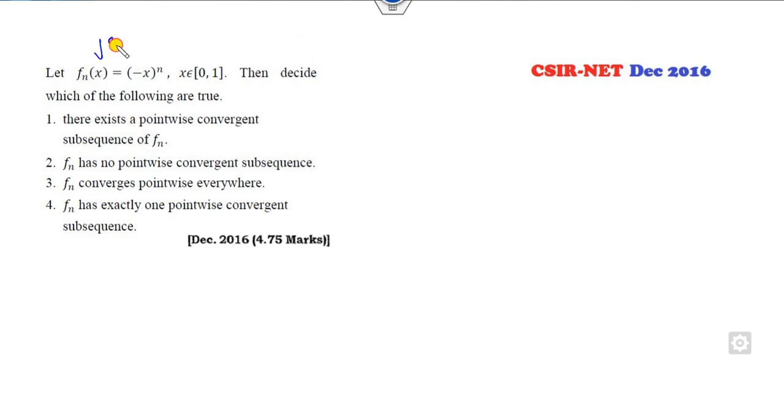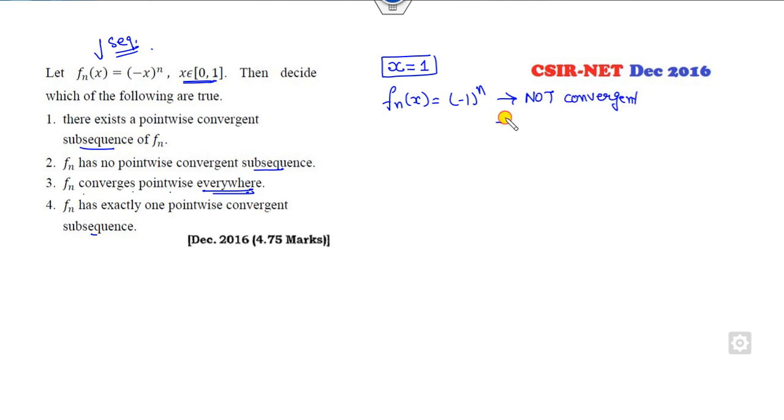Now which is again a sequence. Then which of the following are true? They are talking about subsequence and pointwise convergence. Firstly, Fn converges pointwise everywhere over the domain. I think it is not. Why? Because if I simply take x as 1, which is in the domain, the sequence will be minus 1 raised to power n, which is not convergent. If it is not convergent, it means it is not pointwise convergent. So the option that Fn converges pointwise is cancelled out.